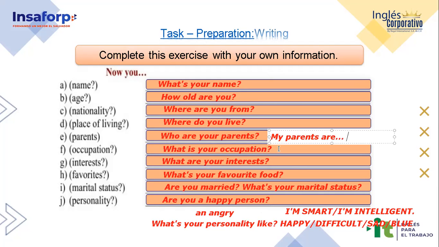Okay. Ahí vamos poniendo. My parents are. Ahí ubicamos los nombres. My parents are, and then you mention names. For example, Rosa and Armando, okay? What is your occupation? I'm a teacher. What are your interests?